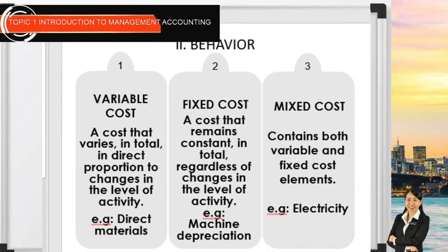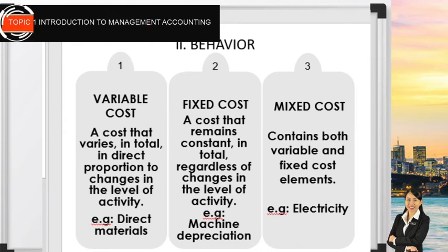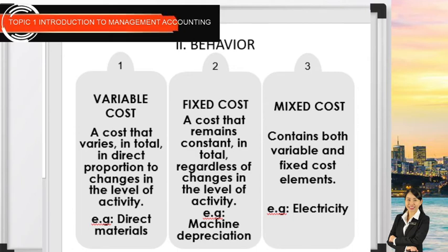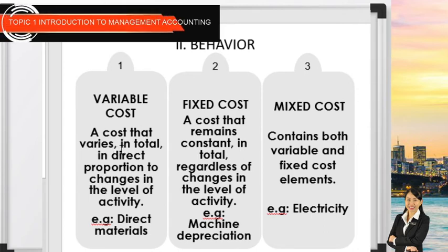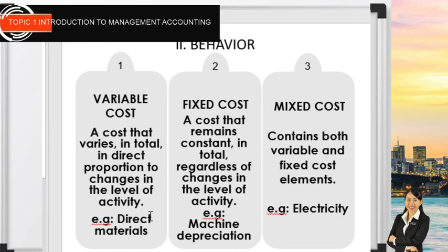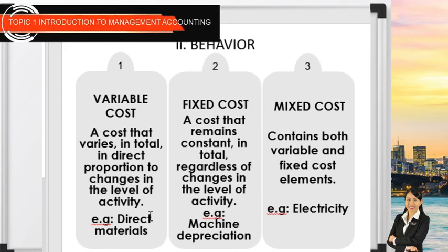Before we go to the following topic, let's see what our cost behavior is. Cost behavior divides into three: variable cost, fixed cost, and mixed cost. Variable cost is the cost that varies in total in direct proportion to the change in the level of unit activity. It means it will follow our unit production. If, let's say, our unit production increases, the total costing for variable cost will increase according to unit production.